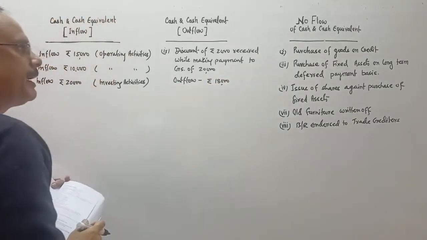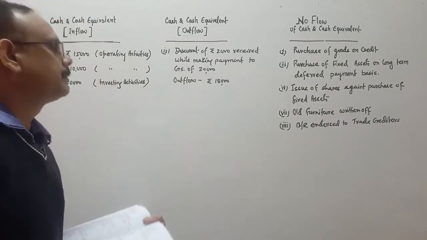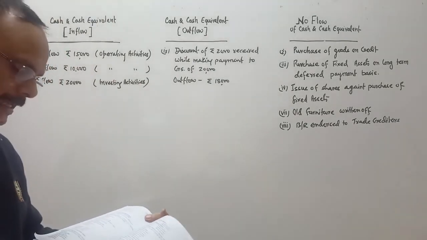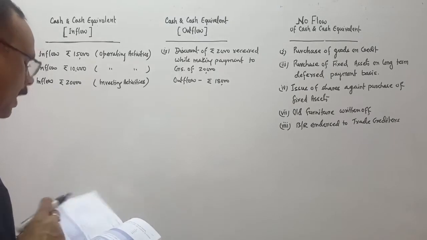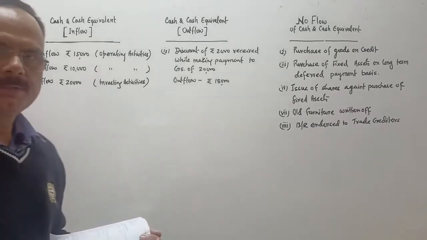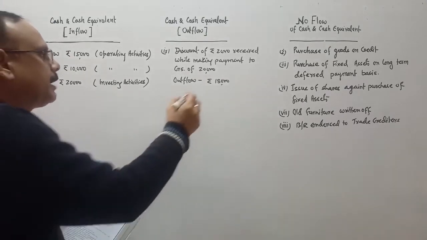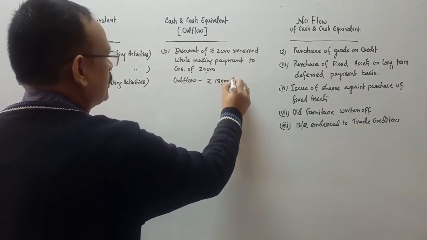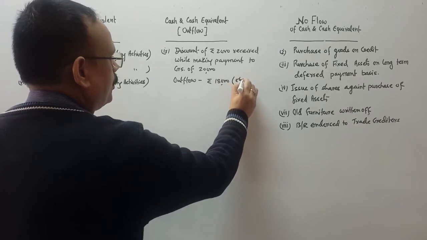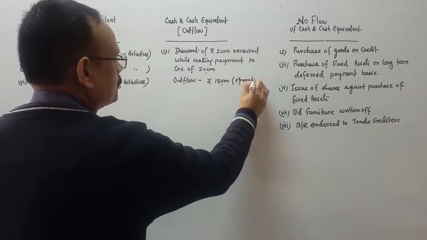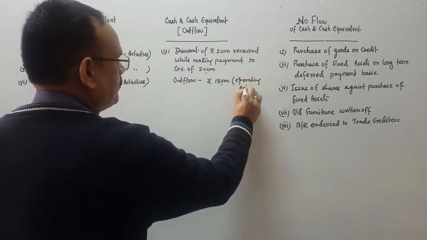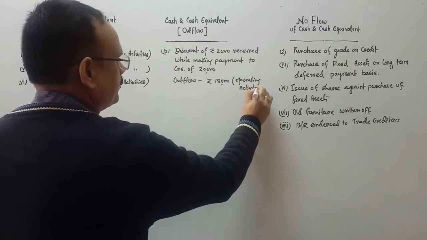Discount received while making payment to creditors, so the outflow is 18,000, an outflow of cash. Under which activity will this come? This will come under the outflow under the operating activities. If you want to know which activities, it comes under the operating activity.